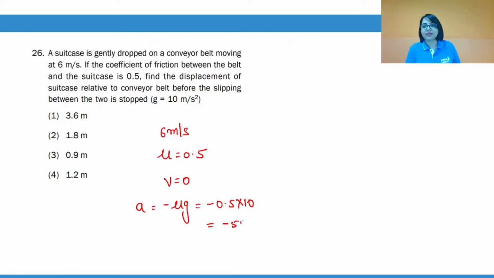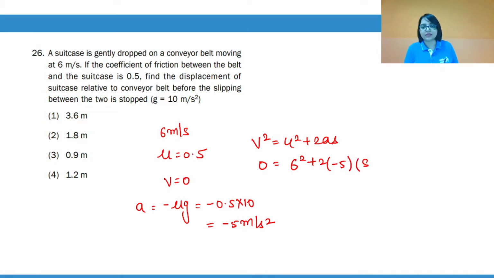So it will be minus 5 meter per second square. Now what we can do is we can apply this equation to find the value of s, right? 0 is equal to u square, that is 6 square, plus 2a, that is minus 5, into s, which is not known. So this is 0 is equal to 36 minus 10s. So s will be 3.6 meter, which is option 1.